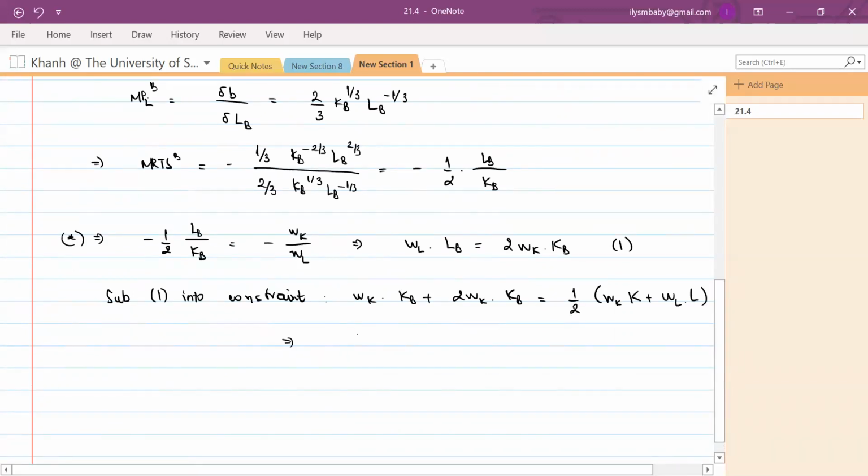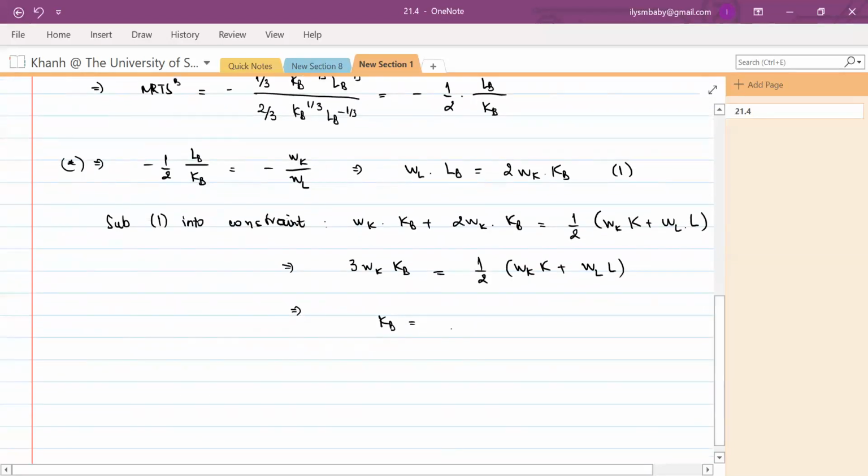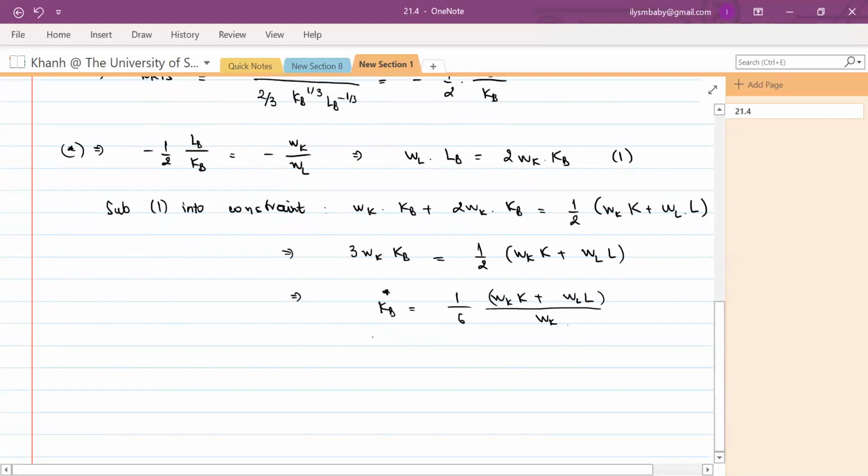Okay, so this will give me 3 WK KB, and it has to be equal to half of WK times K plus WL times L. So therefore, KB is going to be equal to, 1/2 divided by 3 is 1/6, WK times K, WL times L, and everything divided by WK. Okay, so this is the optimal amount of capital that the bakery would like to employ in order to maximize the firm's production, to maximize the firm's output.